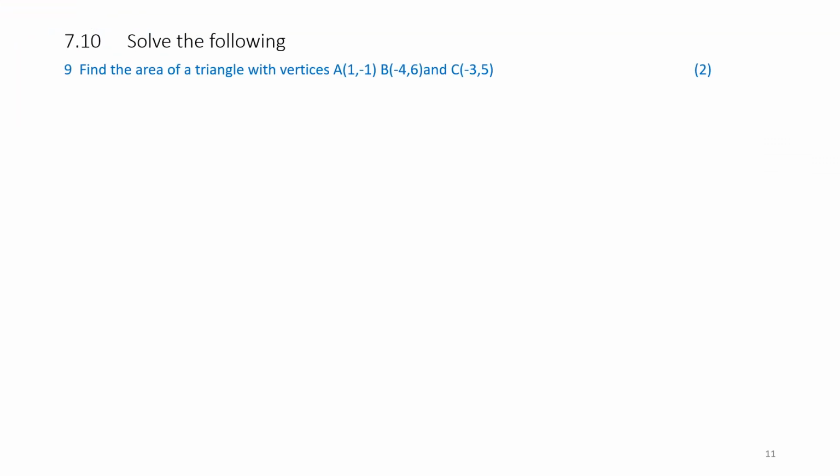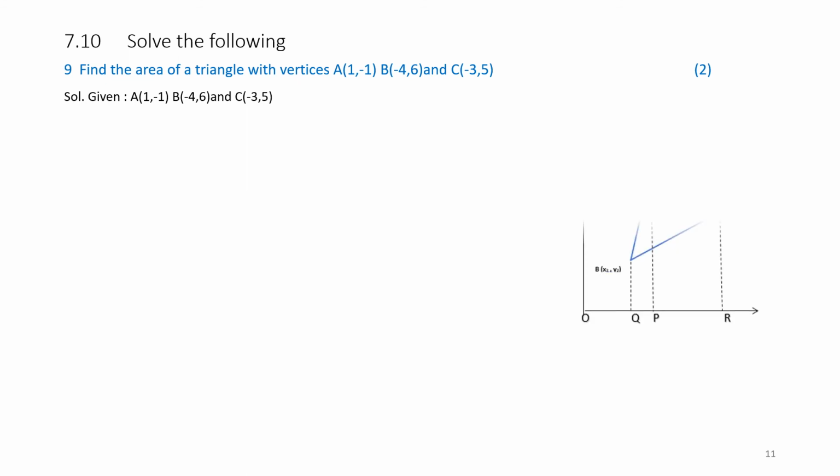7.10. Solve the following. Find the area of the triangle with vertices A (1, minus 1), B (minus 4, 6) and C (minus 3, 5). This is a 2-mark question. Here we have to find the area of the triangle by simply substituting the coordinates, and we have to remember the formula. A is (1, minus 1), B is (minus 4, 6) and C is (minus 3, 5).